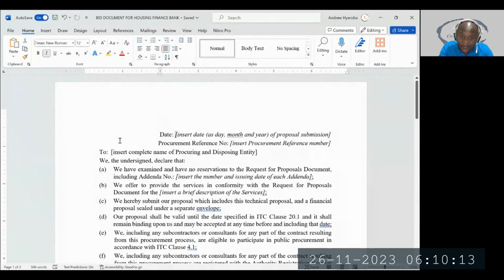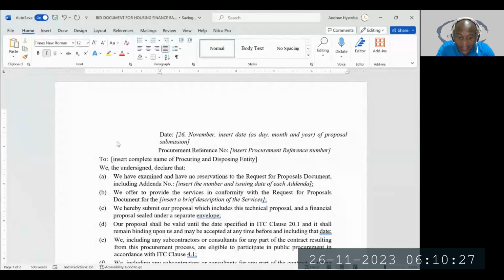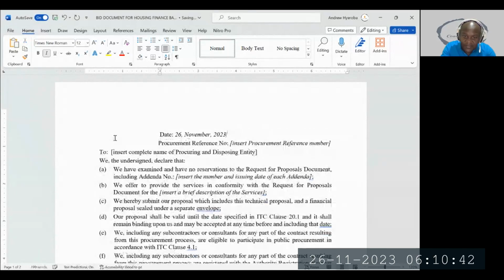I'll just capture this for now because we're working on this document as another firm. Day, today is 26th. They say day, month is November and 2023. That is our date. Okay. Now all these are notes for us to just take into consideration. November 26, November 2023, procurement reference number.